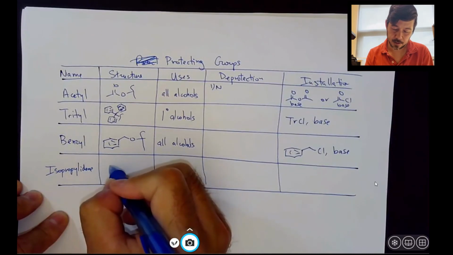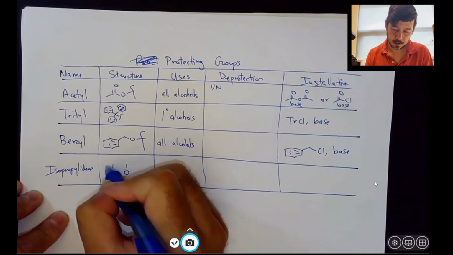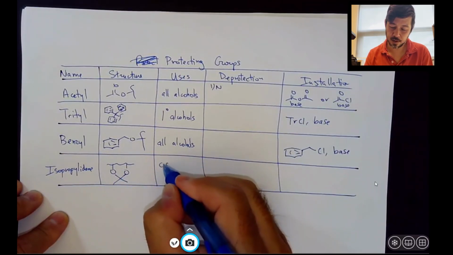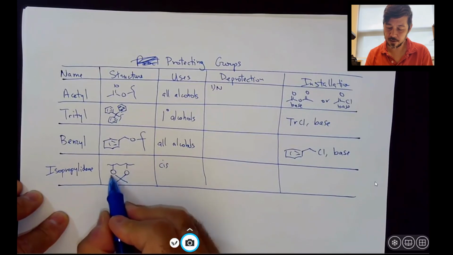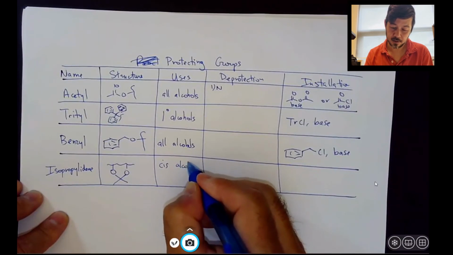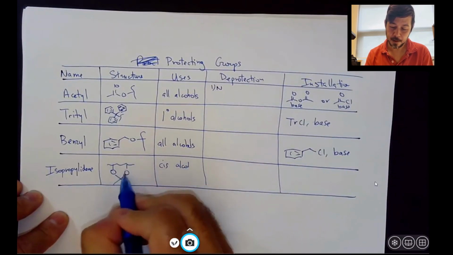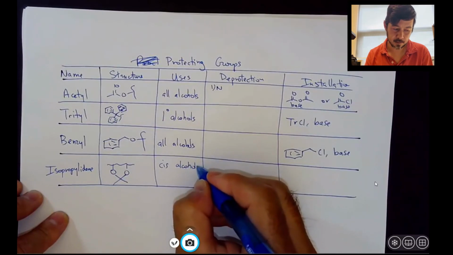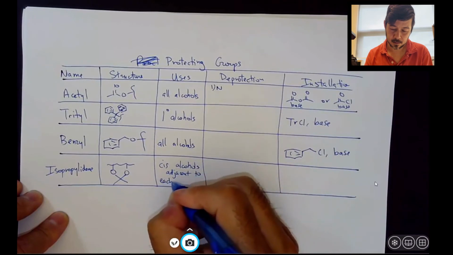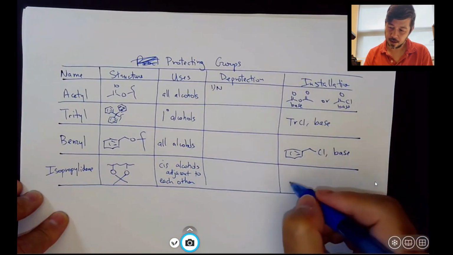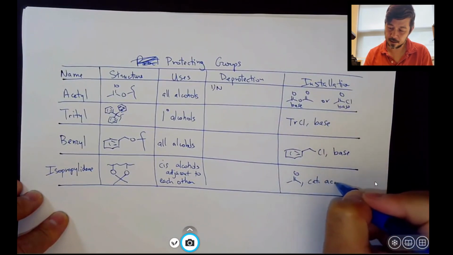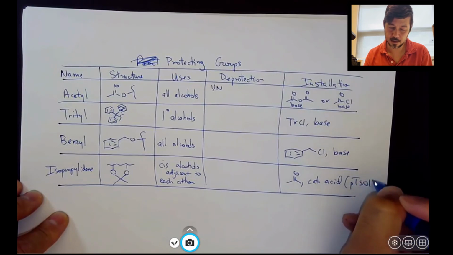Very briefly, that's the structure here, which works really well only when you have two hydroxyl groups that are cis, on the same side as each other, and they have to be adjacent. So imagine if one of the hydroxyl groups was pointing up, then this system would not work. For installation, you use something like acetone and catalytic acid, often things like para-toluenesulfonic acid.